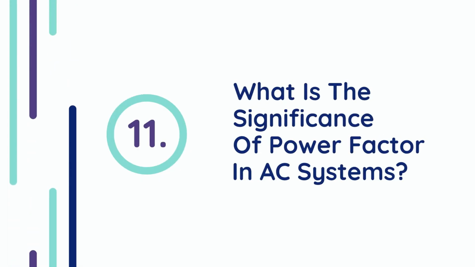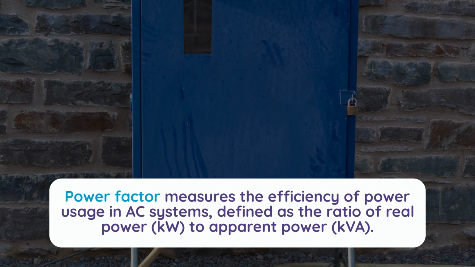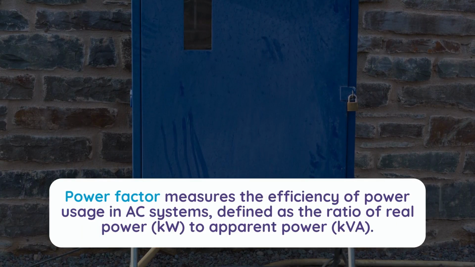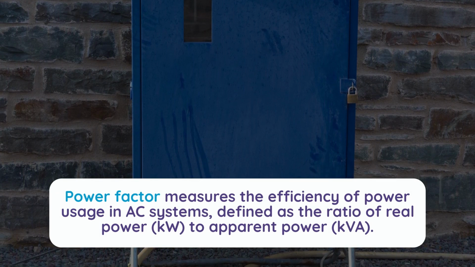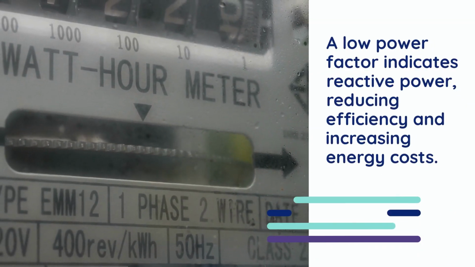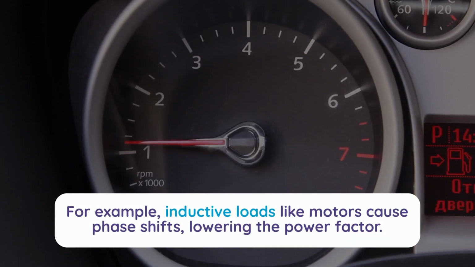11. What is the significance of power factor in AC systems? Power factor measures the efficiency of power usage in AC systems, defined as the ratio of real power, kW, to apparent power, kVA. A low power factor indicates reactive power, reducing efficiency and increasing energy costs. For example, inductive loads like motors cause phase shifts, lowering the power factor.